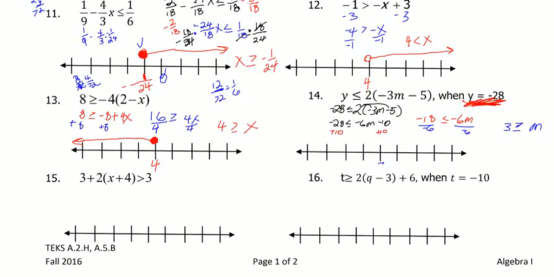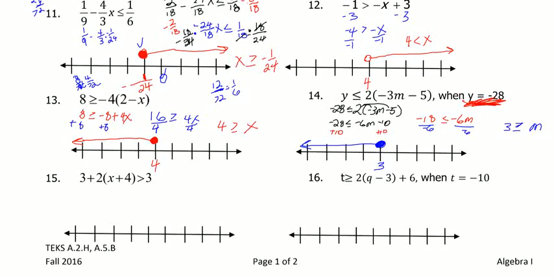Okay, and m is smaller, so we're going to go to the left. And there we have it. Alright, now number 15. We're going to go ahead and hit this with some distribution first.